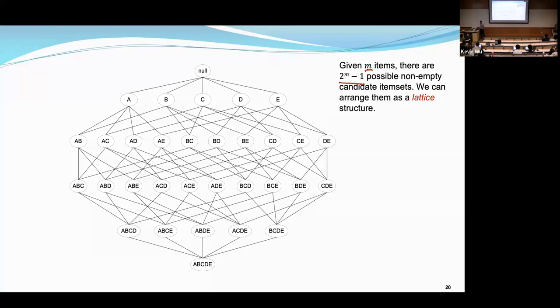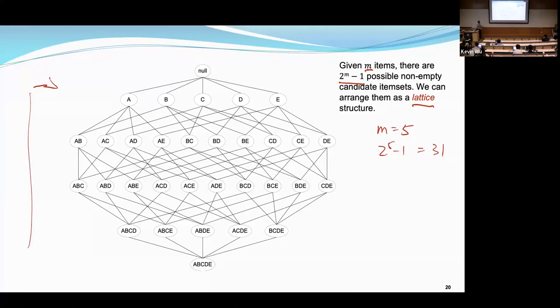Now, we can arrange these item sets in what we call a lattice structure. So here is an example. In this example here, we have M equal to 5. That is, the total number of different items that we have in the data set is 5, namely A, B, C, D, E, only 5 items, all right? And there are 2 to the power 5 minus 1, or 31, non-empty sets. And these are illustrated in this lattice, okay?